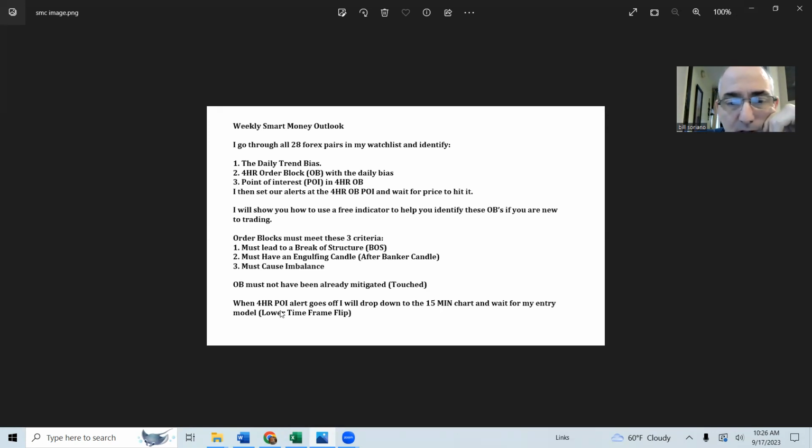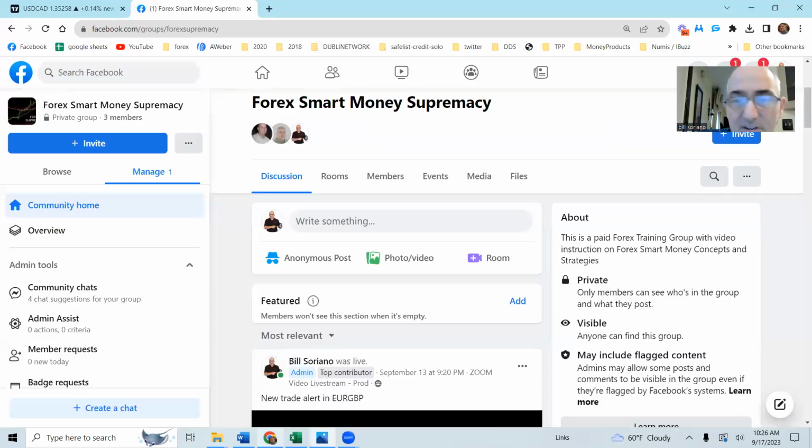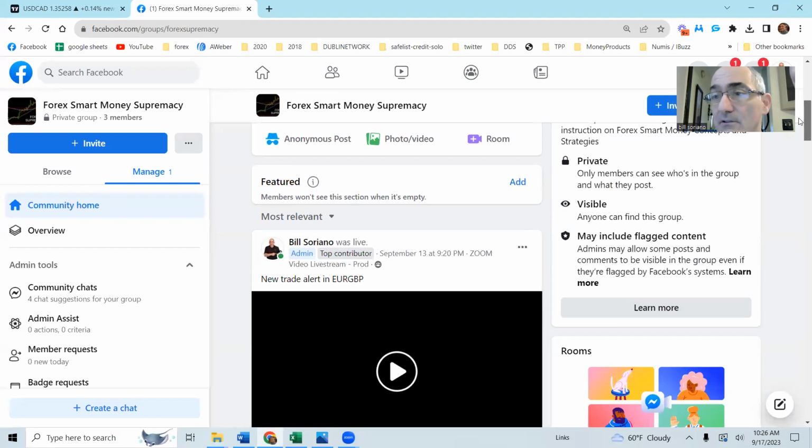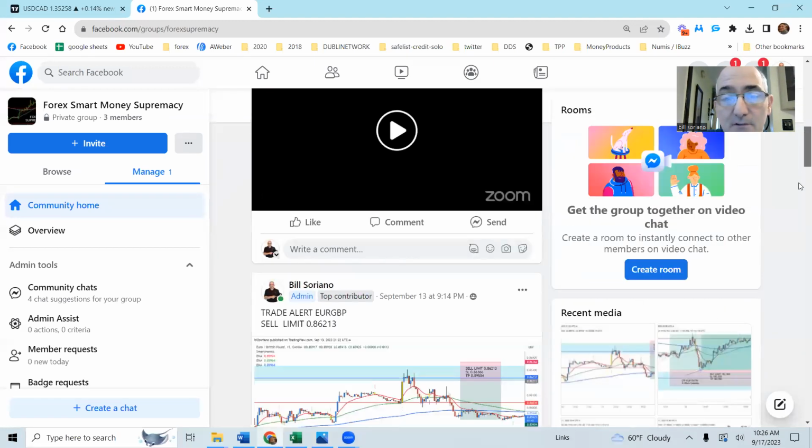So once that 4-hour point of interest gets hit, we then drop down to the 15-minute chart and wait for the entry model, the lower time frame flip. And I do those during the week in the Facebook group here. Those are live sessions that I do here in the group where I mark up the 4-hour point. I show you the 4-hour point of interest alerts, and I also put the trade alerts here in the group.